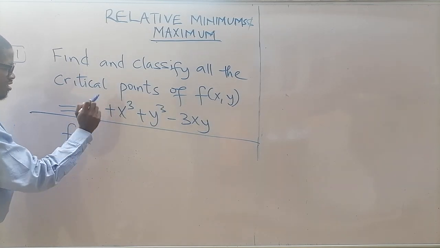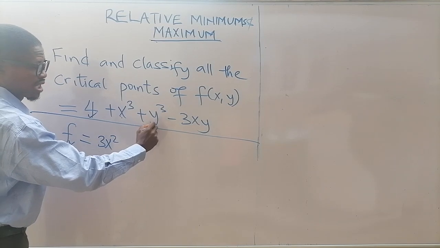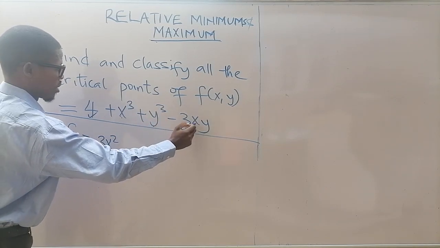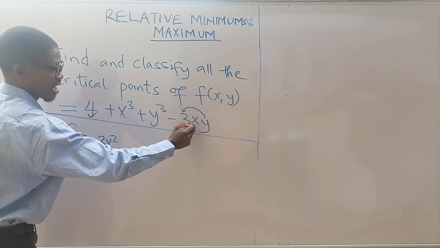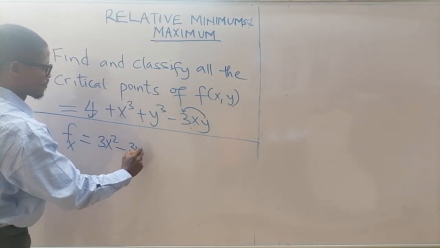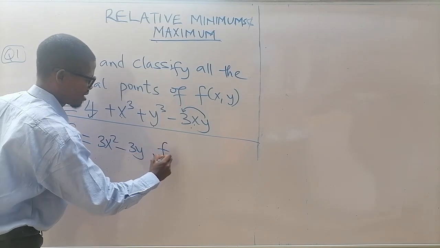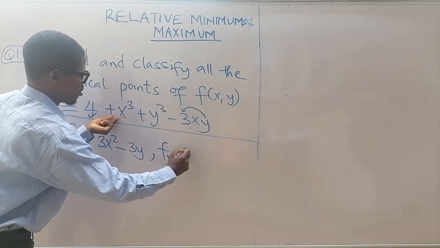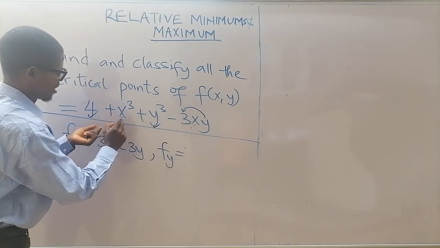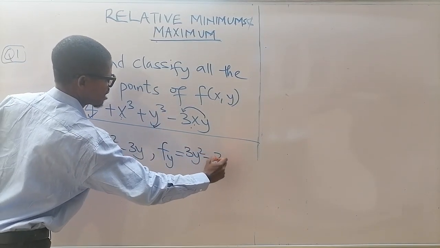This is a constant, that's 0. This will be 3x squared. This is 0 with respect to x. Then here, we're going to take 3y as constant and differentiate x, giving 3y. That's the partial derivative with respect to x. Can we also get the partial derivative with respect to y? Go back to that function again. Differentiate this one. This is a constant, this is a constant. That's 3y squared minus 3x.